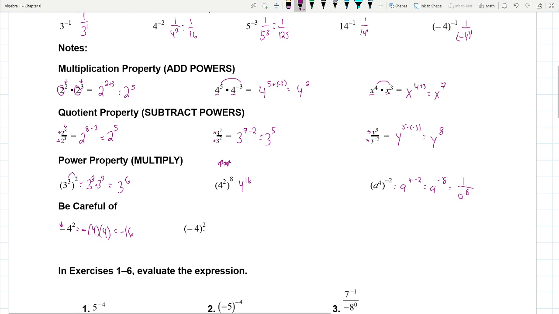How that's different is in this one, the entire negative 4 is being squared. And so this winds up being negative 4 times negative 4. And so I get 16.